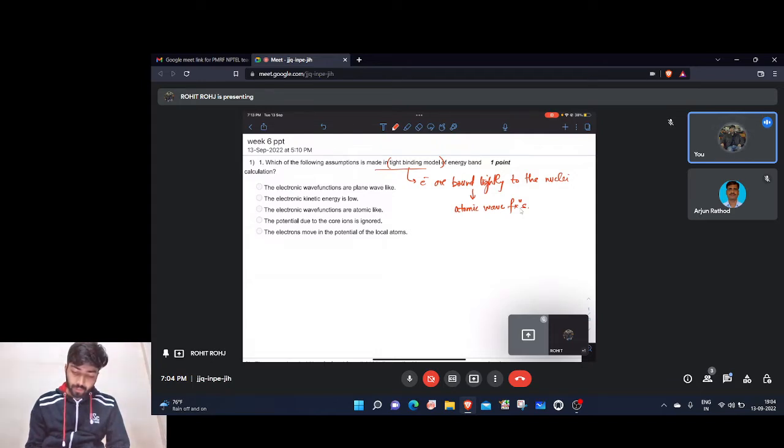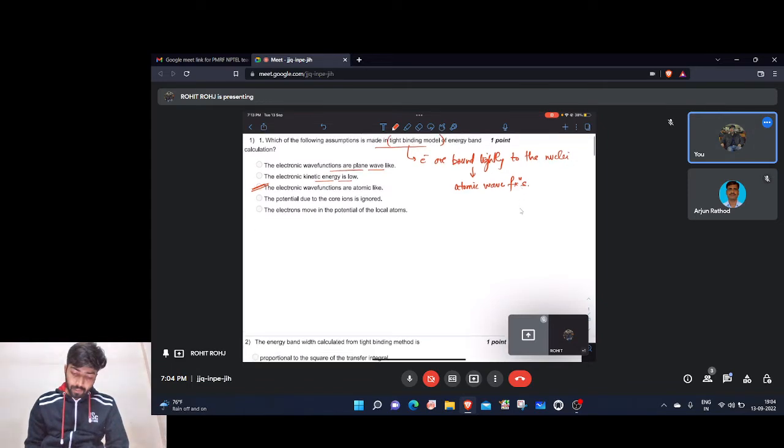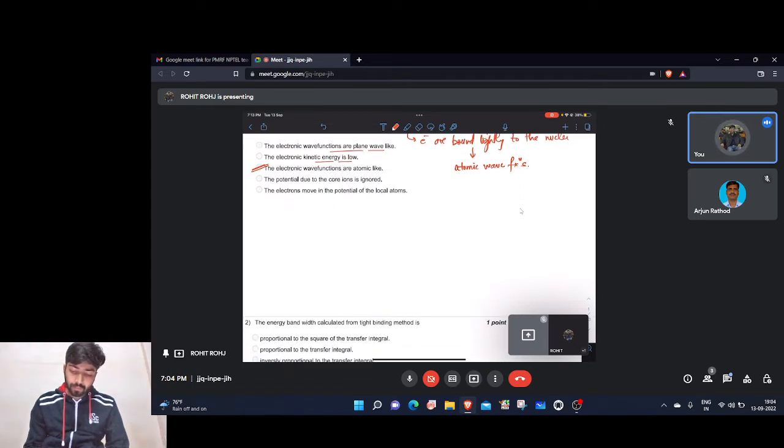Electronic kinetic energy is low. The electron wave functions are atomic like. So correct option is option 3. Now electronic kinetic energy is low. This thing we cannot say because when the electrons are bound tightly to the nuclei, they move very fast, and therefore electronic kinetic energies are not low. Okay, and potential due to the core ions cannot be ignored. This statement is false. And electrons move in the potential of local atoms, but electrons always move in the potential of many atoms.